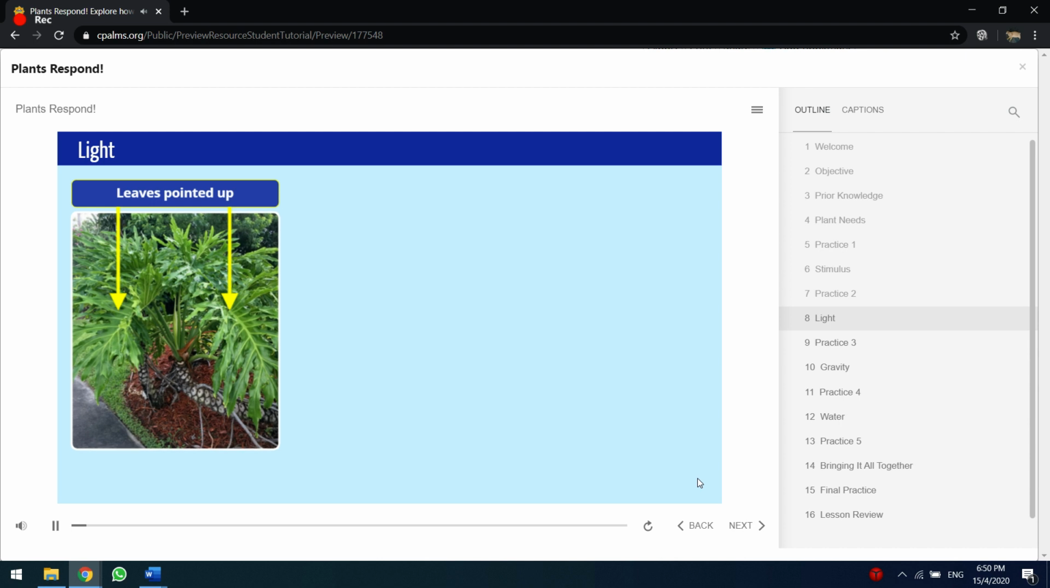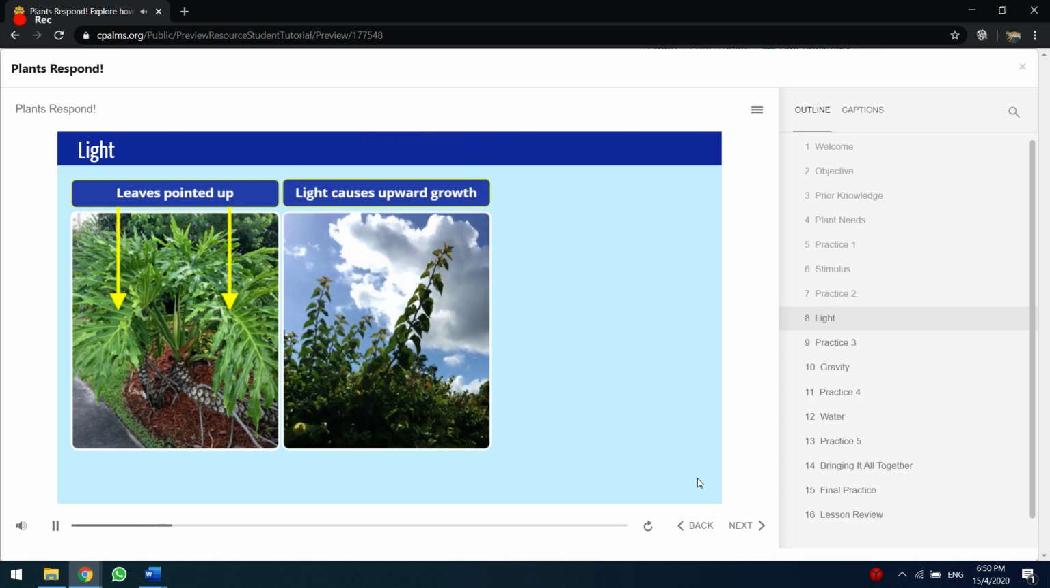Have you ever wondered why leaves are usually pointed up? Light is needed for every plant to survive, and the light is coming from above. Plants respond to this light by growing up towards the light so they can absorb as much light as possible. Look at this plant growing above the other plants so that it can maximize the amount of sunlight it receives. The light is the stimulus, and the response is its growth towards it.